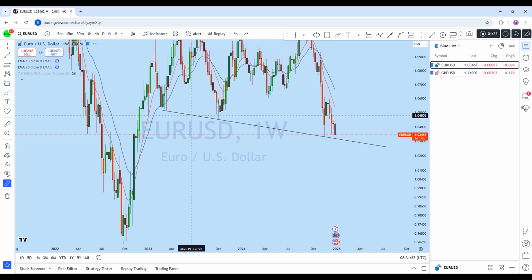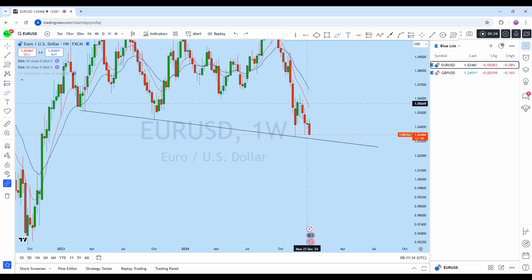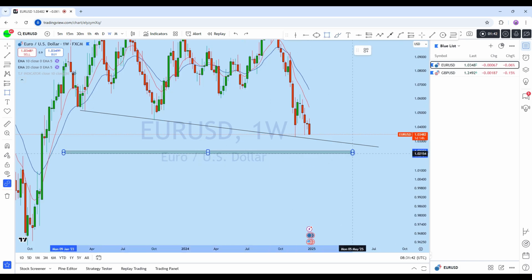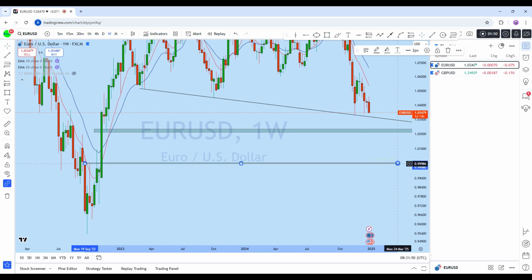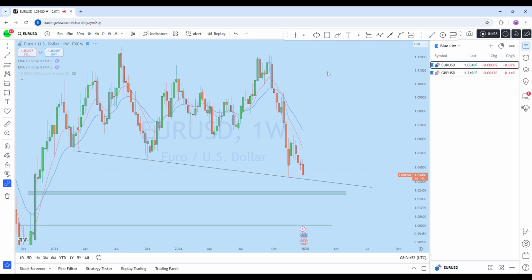As we can see, the price is approaching that support level, and as it is a very strongly bearish market, we can expect EUR/USD to drop further below this support level, or even, from a long-term perspective, come back down to the order block. So there is a probability for EUR/USD to drop from the weekly perspective as well.